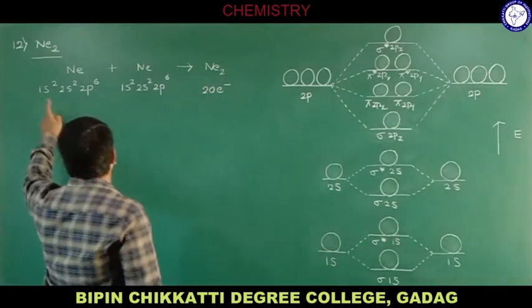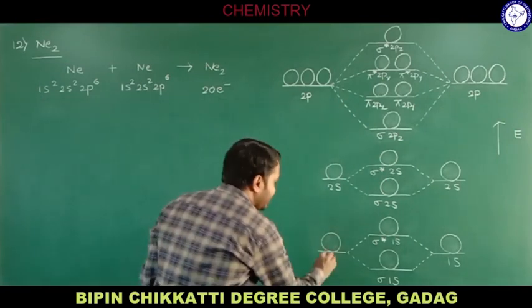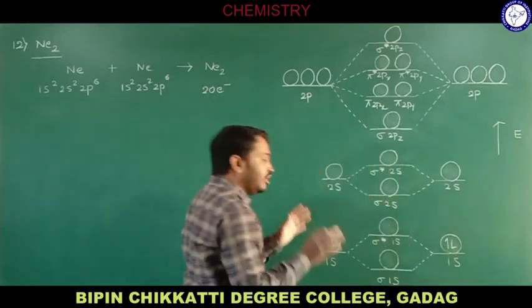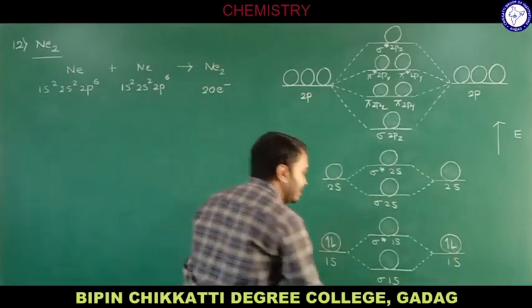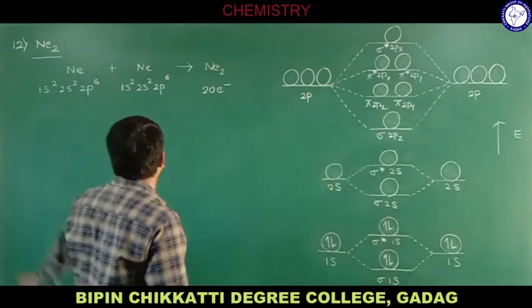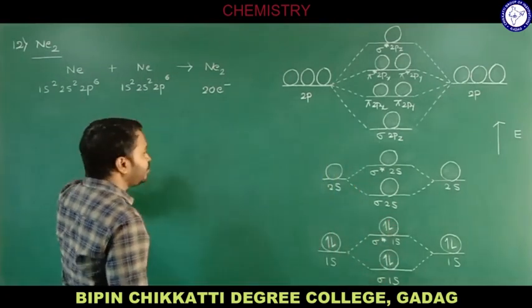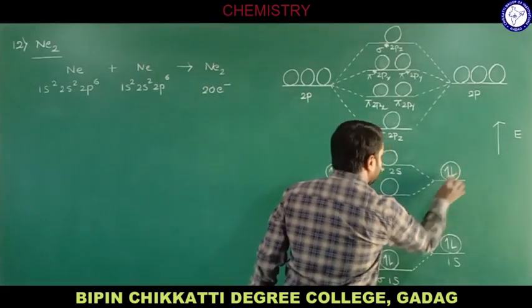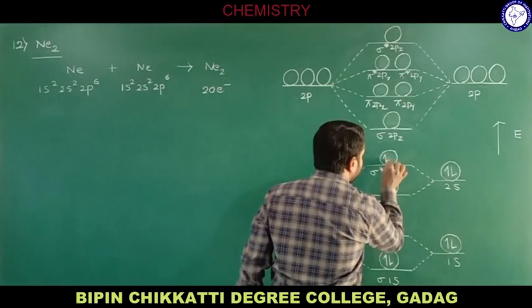So first I consider 1s and 1s. In 1s we have 2 electrons, and in 1s also we have 2 electrons. Totally 4 electrons have been distributed in this MOT. Therefore, 2 electrons will be here and 2 electrons will be here. Next I talk about 2s2 and 2s2. Here I have 2 electrons, and here also I have 2 electrons. 4 electrons I am going to distribute over here.